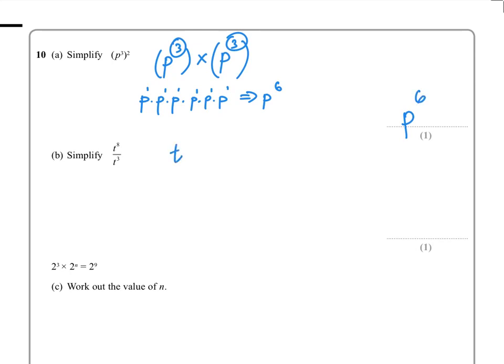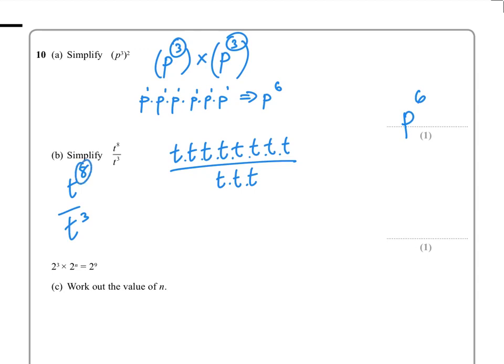With this one you've got t to the 8. So 1, 2, 3, 4, 5, 6, 7, 8 and t cubed. I'm using the dot for times here. So that's one way of looking at it. If you know the rules of indices, then you'll know the answer would be t to the 5. But if you don't know that, then just cancel these through, because every time you have a t divided by a t, that's the same as writing 1.